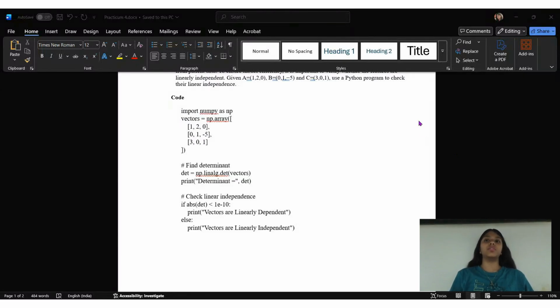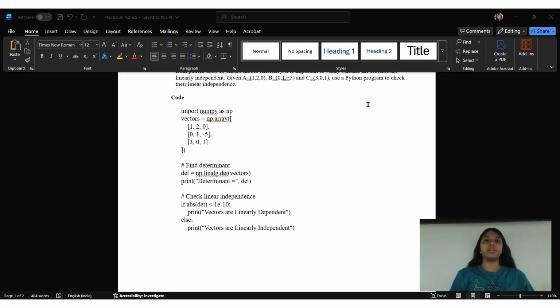In this video, we're gonna use Python and NumPy to check whether a set of vectors is linearly independent. This is a really important concept in linear algebra and it has applications in everything from computer graphics to machine learning. We start by importing NumPy and defining our vectors as a matrix.